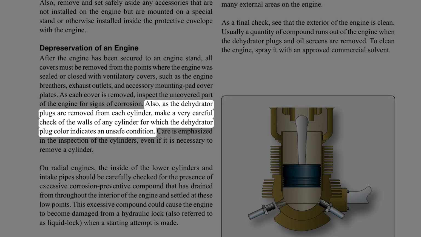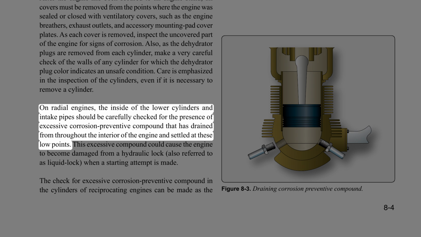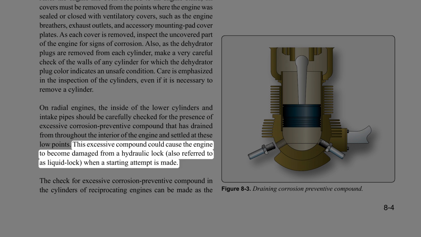Also, as the dehydrator plugs are removed from each cylinder, make a very careful check of the walls of any cylinder for which the dehydrator plug color indicates an unsafe condition. Care is emphasized in the inspection of the cylinders, even if it is necessary to remove a cylinder. On radial engines, the inside of the lower cylinders and intake pipes should be carefully checked for the presence of excessive corrosion-preventive compound that has drained from throughout the interior of the engine and settled at these low points. This excessive compound could cause the engine to become damaged from a hydraulic lock, also referred to as liquid lock, when a starting attempt is made.